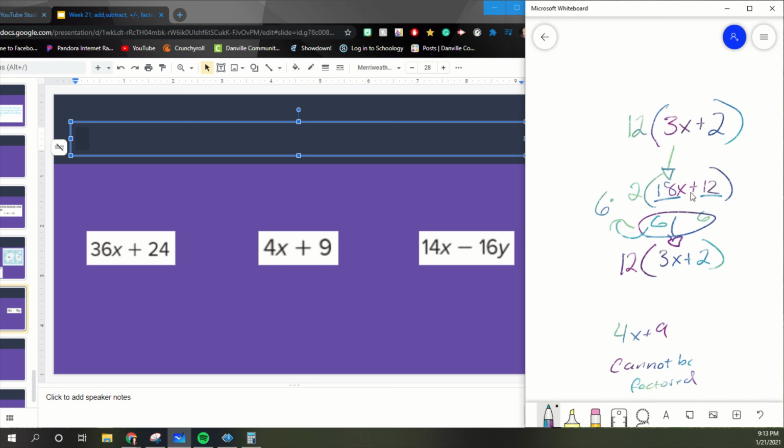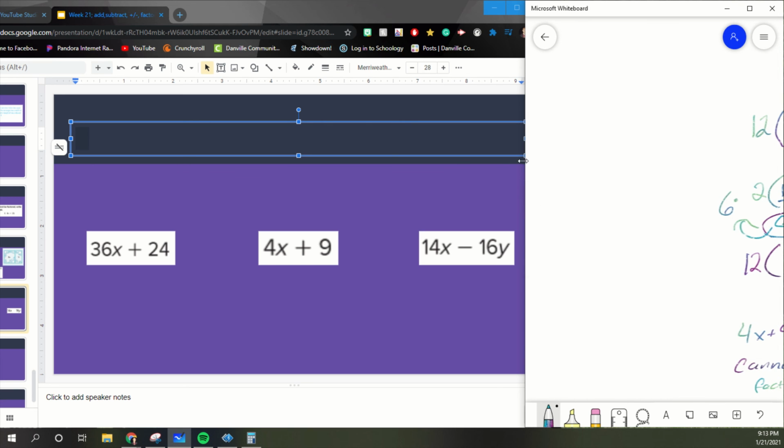So make sure you take a look at what's in your parentheses still, so you make sure that it can't be factored any further. If you have any questions on this, feel free to send me an email or look at the videos I have also linked on Schoology.